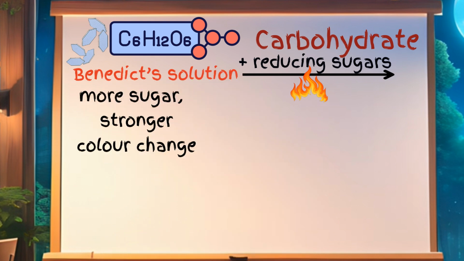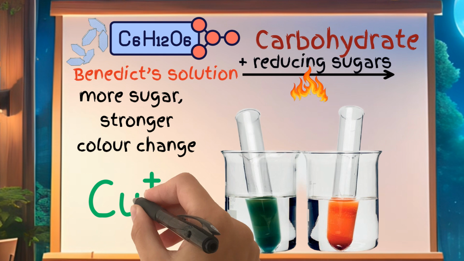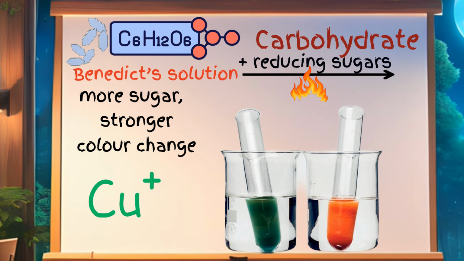And again, see the photo in your textbook. The tube on the left contains a small amount of reducing sugar. The solution has changed to green. On the other hand, the tube on the right contains a larger amount of reducing sugar. It turned orange-red. What's the science behind it? The sugar reduces the copper ions in the Benedict's solution during heating, and that causes the color to shift.